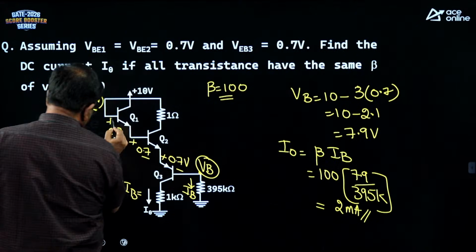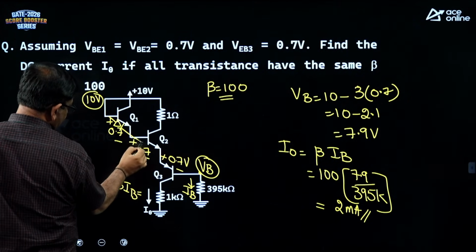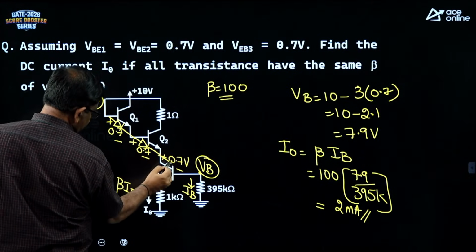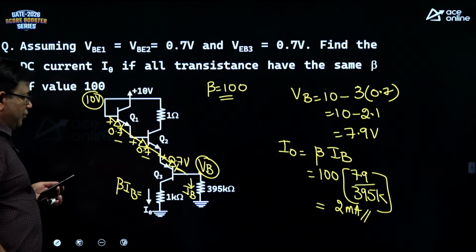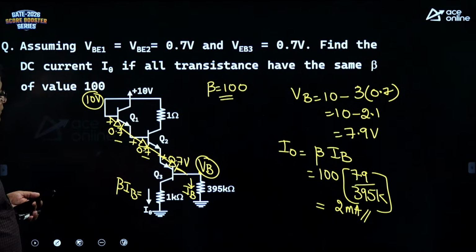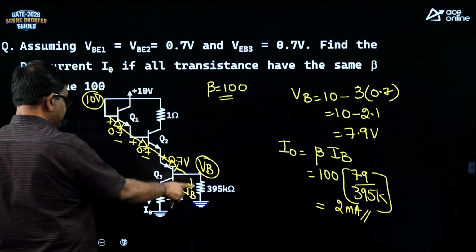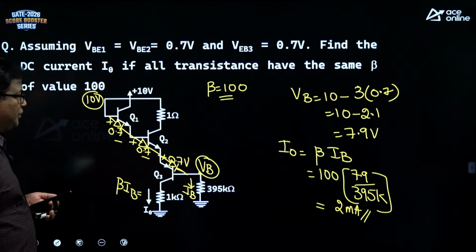So, the diode forward drop is 0.7. So, we are stuck with 3 diodes here. Each diode gives a drop of 0.7. The base current is VB by 395K. Your I naught is beta times IB.